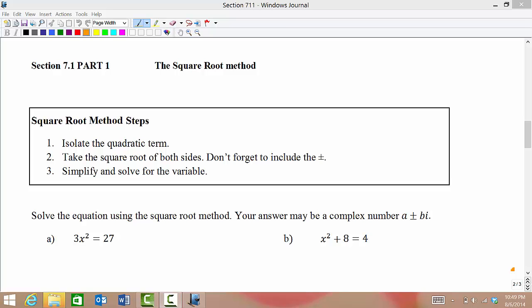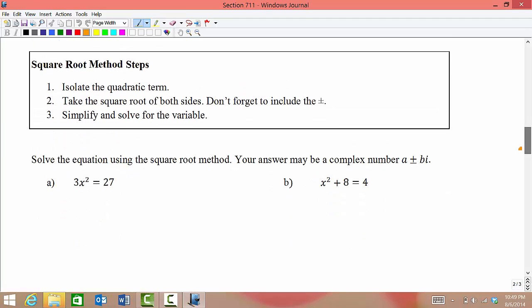Now we will look at applying these square root method steps to a little bit more complicated types of problems. The first thing that we want to do is to isolate the quadratic term. And once again, this means that we're going to look for the square. We want to look for that exponent of 2.